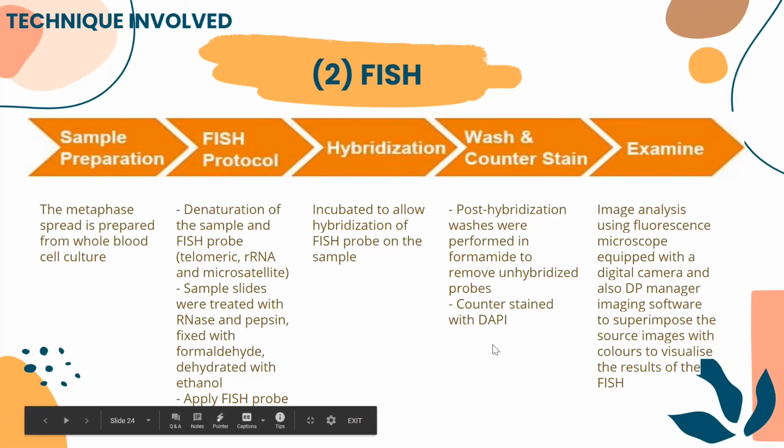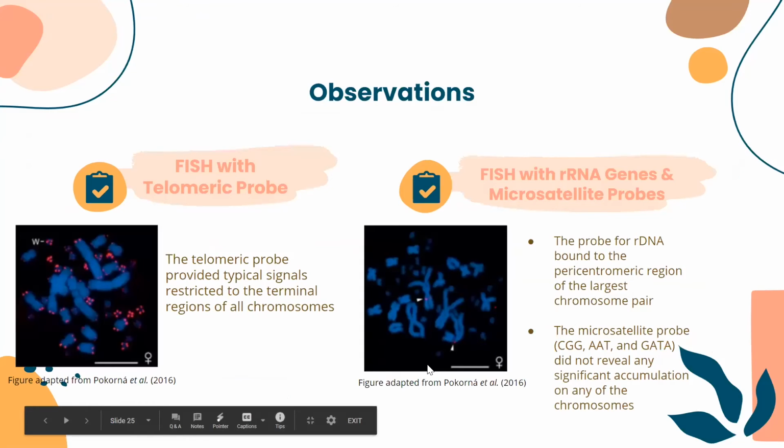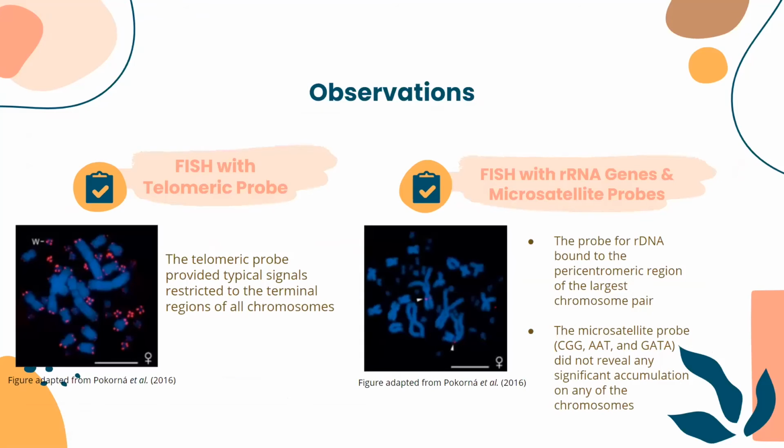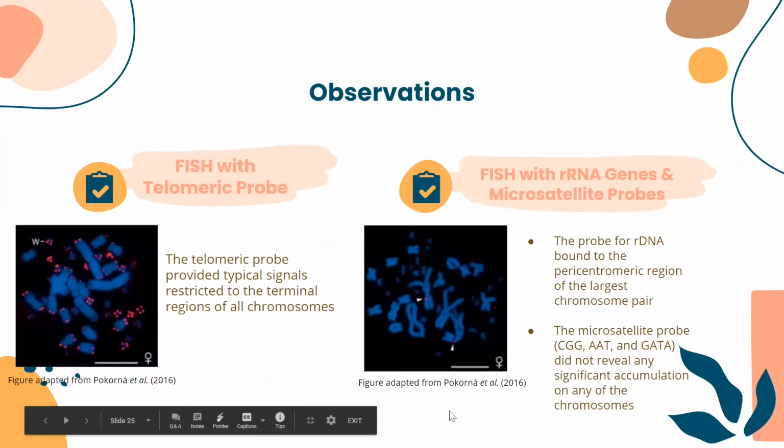The first one, FISH with telomeric probe. So the figure shown there, the telomeric probe provided typical signals restricted to the terminal region only of all chromosomes. And then the next one, FISH with rRNA genes and microsatellite probes. The figure shown on the right side is the probe for rDNA bound to the pericentromeric region of the largest chromosome pair. As you can see the arrows there, the two arrows there.